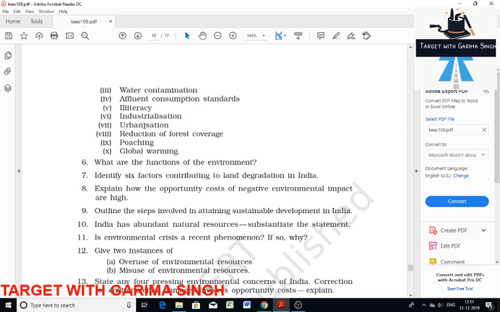Urbanization. Whenever there is a large migration of population from rural to urban areas, it leads to fast growth of slum areas. There is excess load on the existing infrastructure facilities. It causes environmental degradation and ill health.